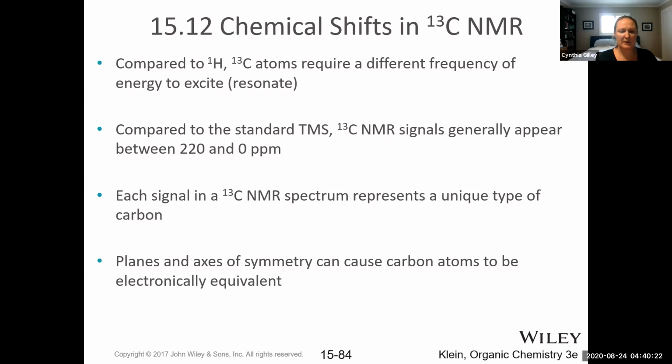Each signal in the carbon-13 NMR represents a unique type of carbon. And when you have symmetry, there can be multiple carbons that are equivalent. Just like with hydrogens that are equivalent, we can have carbons that are equivalent because of symmetry operations. So you can analyze your structure and think about how many unique carbon signals are expected, because they're actually different. There's no symmetry operation that makes them equivalent. And that's how many signals you should see in the carbon-13 NMR.